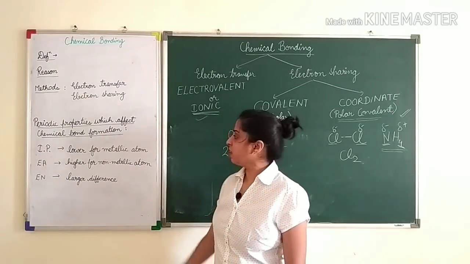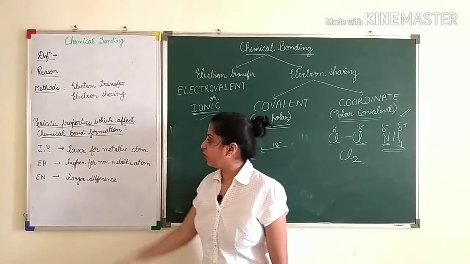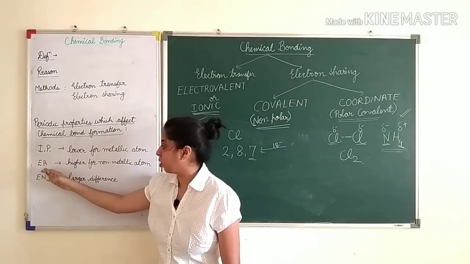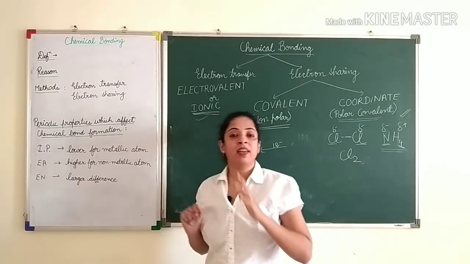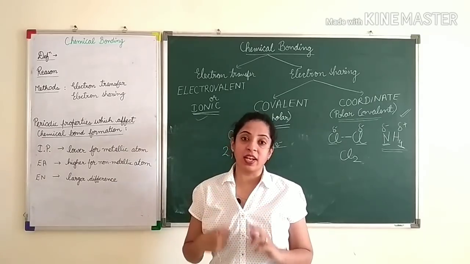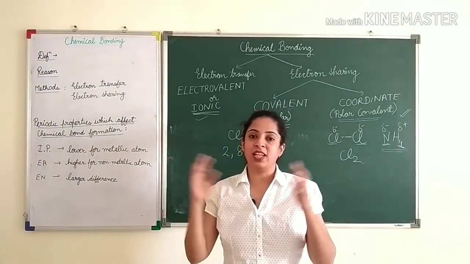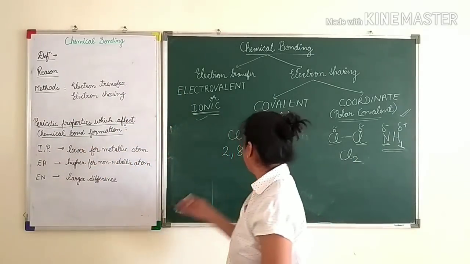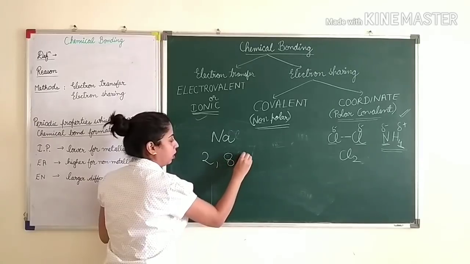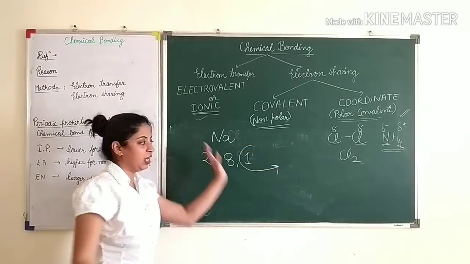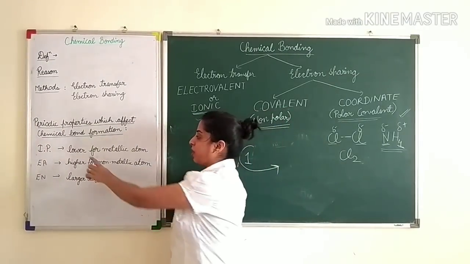Now children, let us understand what are the periodic properties which affect the chemical bond formation. In my previous videos, I have told you about ionization potential, electron affinity and electronegativity. Now let's recall what is ionization potential. Ionization potential, what was it? The amount of energy required to take out an electron from the outermost shell of an isolated gaseous atom. If there is an element, like sodium we discussed, right? Sodium has 2, 8, 1. So the energy required to remove this 1 electron from the outermost shell, that is ionization potential.